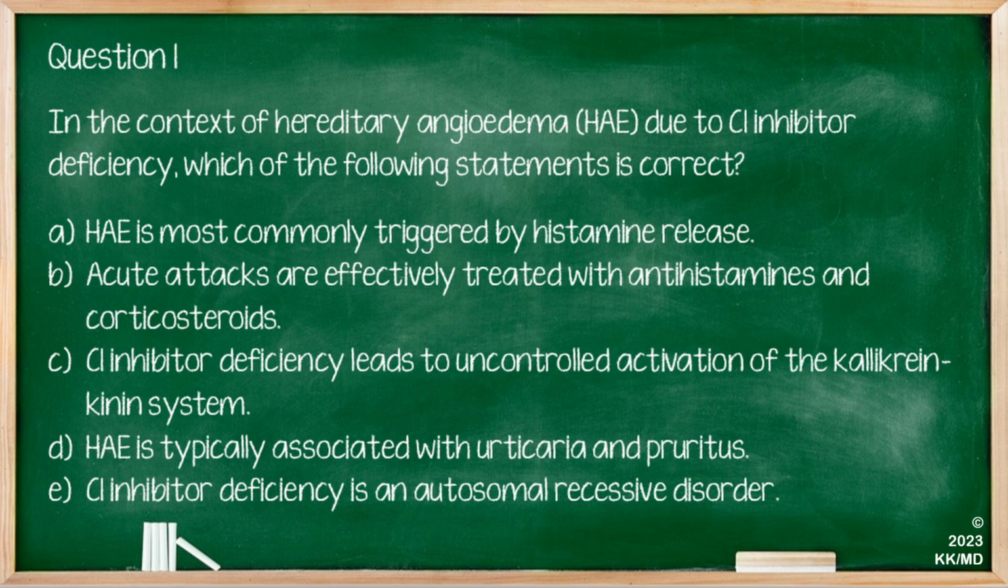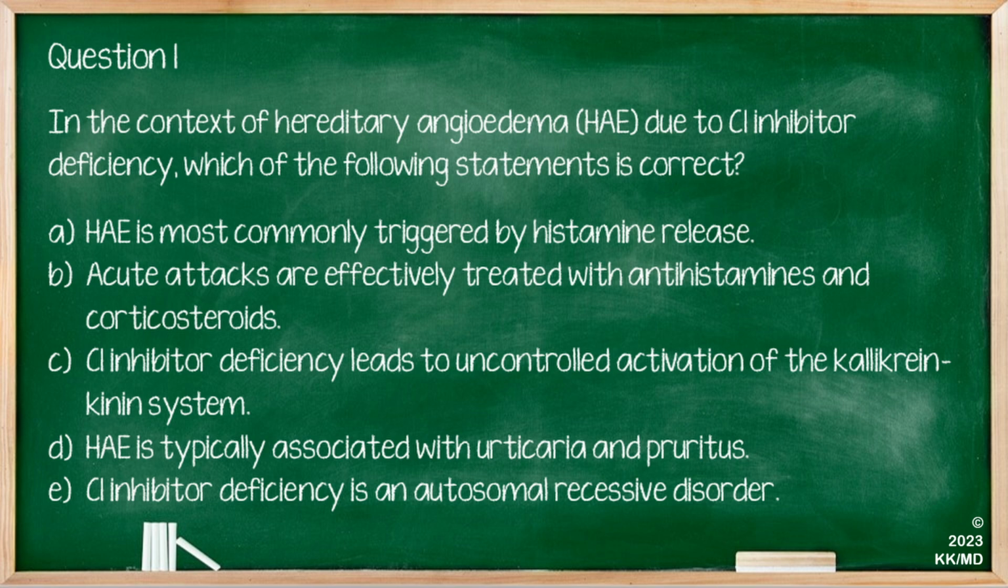Let's do some questions. In the context of hereditary angioedema due to C1 inhibitor deficiency, which of the following statements is correct? A, is most commonly triggered by histamine release. B, acute attacks are effectively treated by antihistamines and corticosteroids. C, C1 inhibitor deficiency leads to uncontrolled activation of the kallikrein-kinin system. D, is typically associated with urticaria and pruritus. E, C1 inhibitor deficiency is an autosomal recessive disorder.